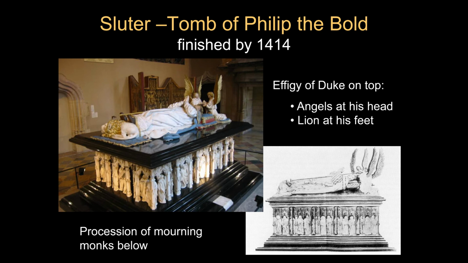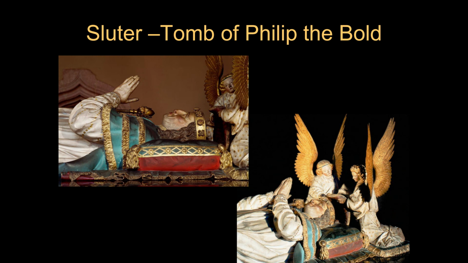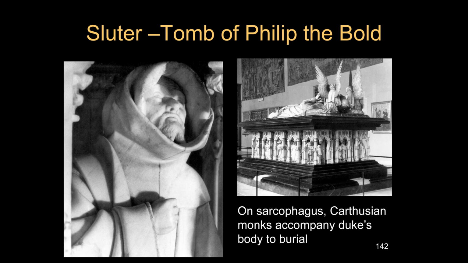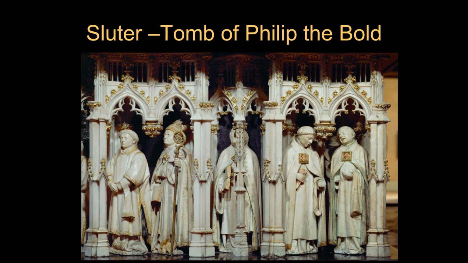And then on the box of the sarcophagus, on the base of this, you have an architectural loggia, a series of arches with mourning monks processing below. And we'll take a closer look at that in a minute. There you see the portrait of the Duke. Here you see the other view, and one of the Carthusian monks, and the Carthusian habit is white, so it works nicely in white marble and white alabaster.